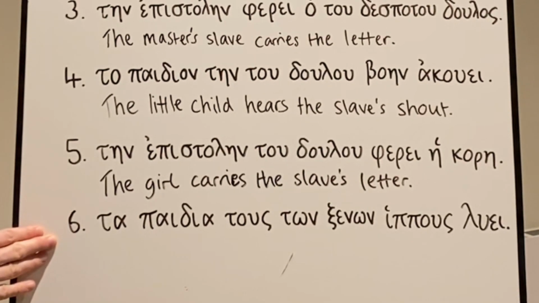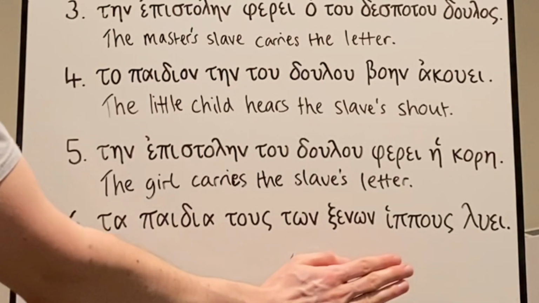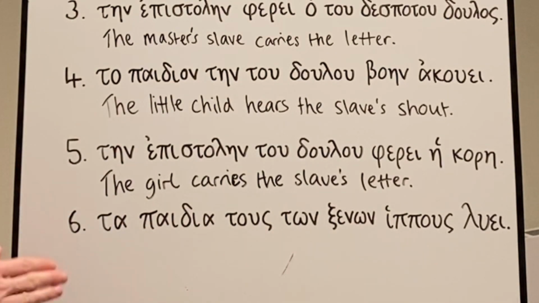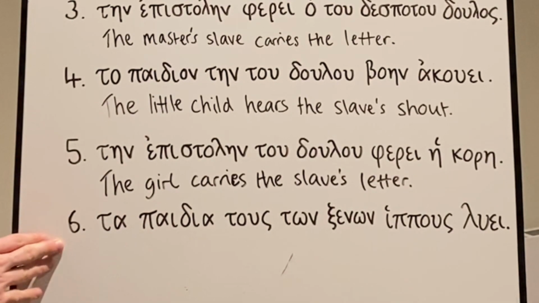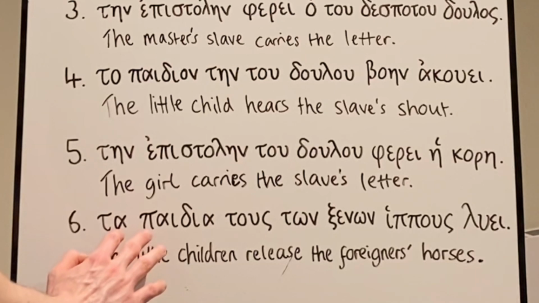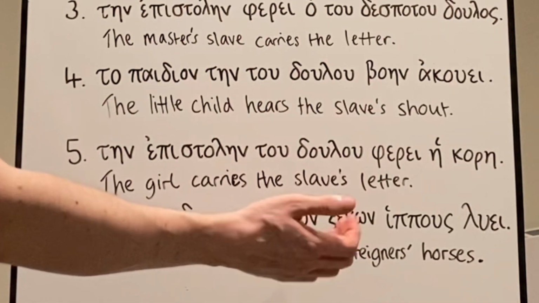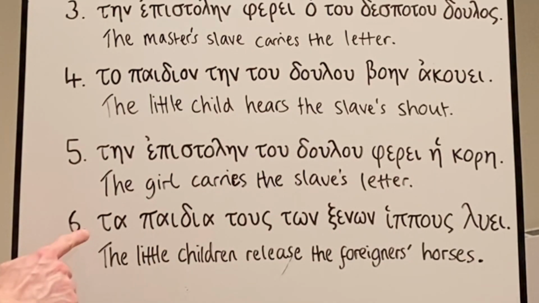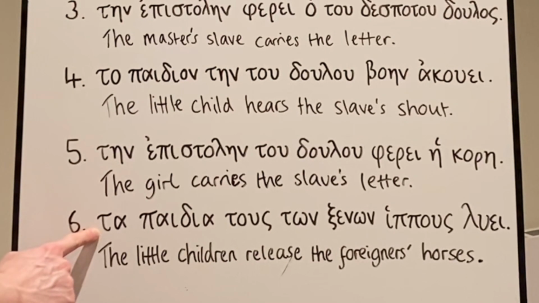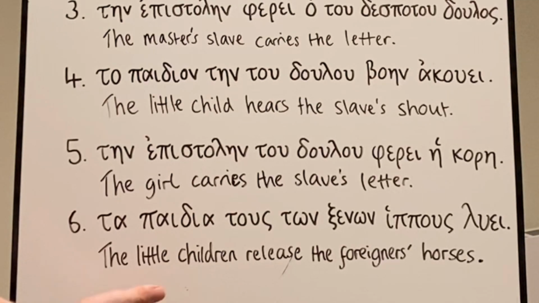Okay, let's do the final one, number 6. Ta paidia tous ton xenon hippous luei. You should have translated this one into natural English as the little children release the foreigners' horses. Firstly, we had ta paidia, which could be nominative or accusative. We don't know until we've read the rest of the sentence. But we do know that it's plural, ta is plural, and therefore we know that it must be the little children rather than the little child.